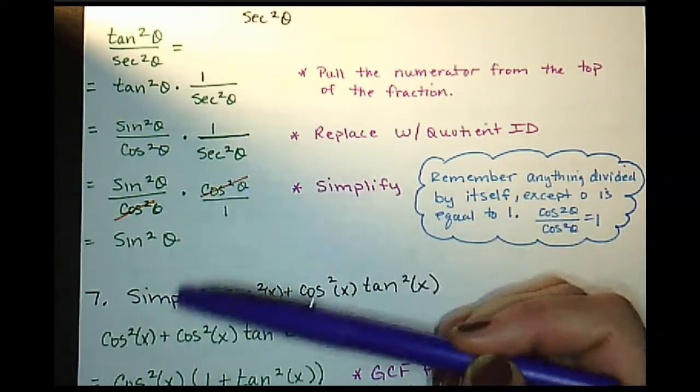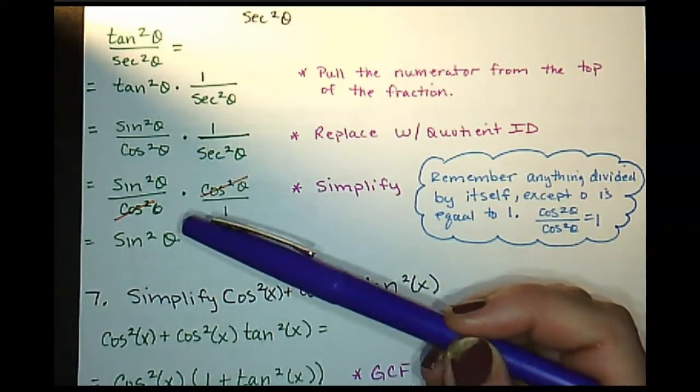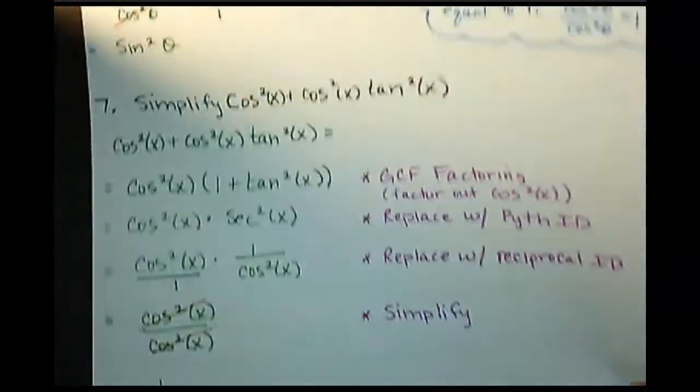Now remember, this is simplifying, so I'm not having to move these together and show something divided by itself. I can do this little mark out thing here because I'm simplifying. We typically don't do mark outs like that when we're actually doing a proof. And remember, anytime you have something divided by itself, it's 1. Okay? So moving on to number 7.